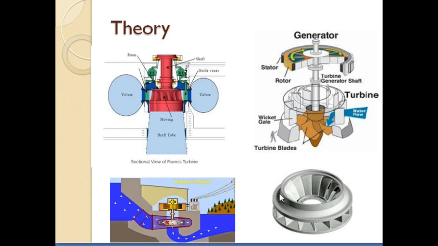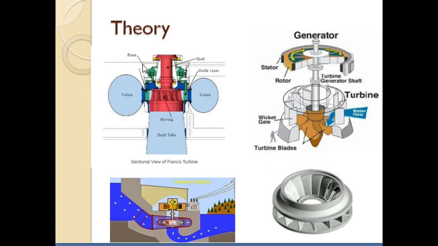Next, the draft tube. It is just an increasing area cross-section tube, something like a conical shape. Here the purpose is to extract the remaining pressure energy which is available after coming out of the Francis turbine.